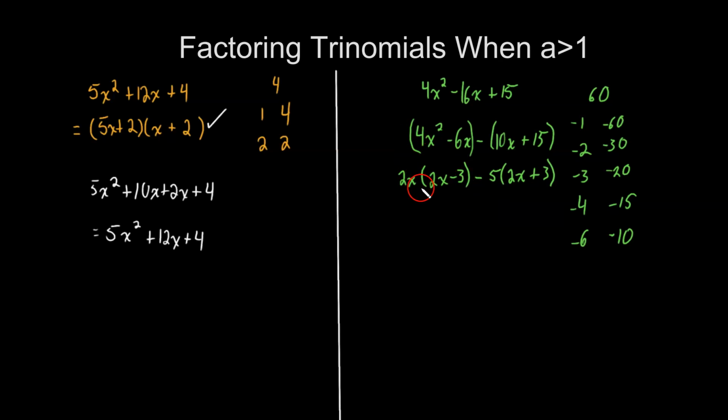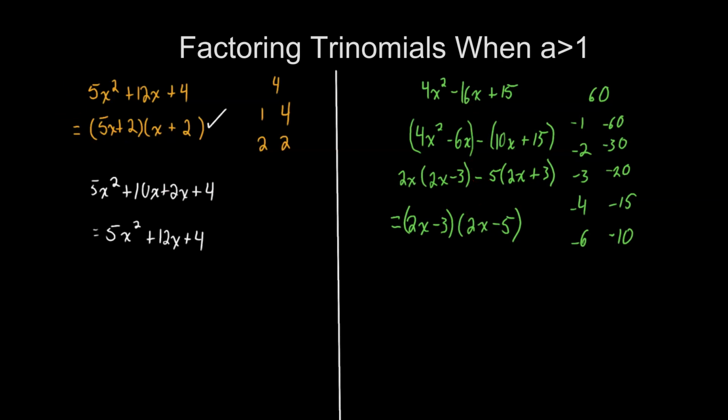Now we can think of these binomials on the inside as just one big factor. So we can factor out of this whole expression a 2x minus 3. What would be left on the inside if we were to factor out the 2x minus 3? We'd be left with 2x minus 5. So that is going to be our other binomial, 2x minus 5. And this would be our factored trinomial.